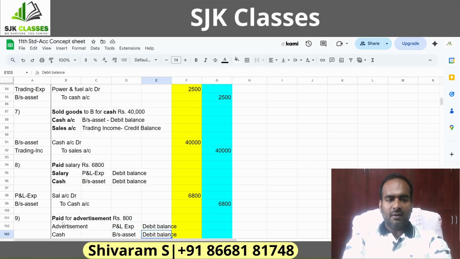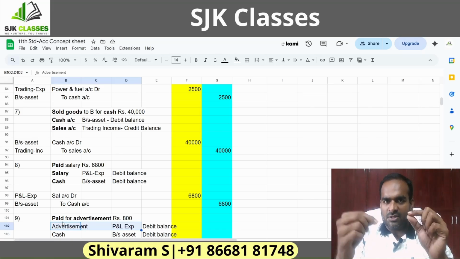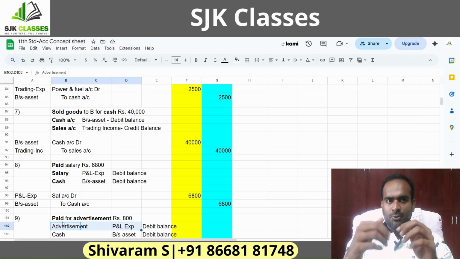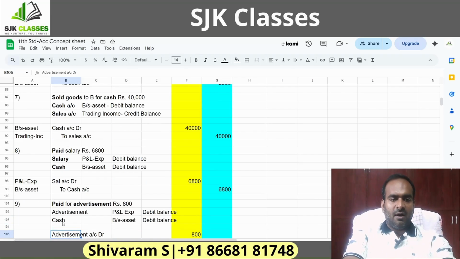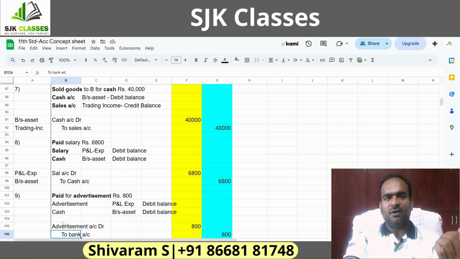So what is the accounting entry? When I pay for advertisement, what happens? The expenditure shoots up, so I have to give a debit for advertisement account. Advertisement, which is an expenditure, increases as you push more and more advertisement. The expenditure goes up for the company. So the entry will be advertisement account debit. And what about cash? Cash decreases for the firm, asset reduces, so give a credit. Entry is advertisement to cash.